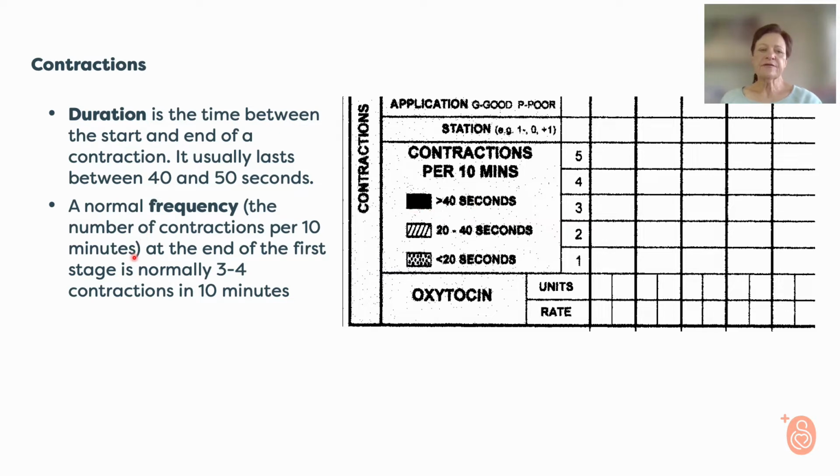And when we look now at the frequency of the contractions, we see here these numbers from 1 to 5, and that represents the frequency of the contraction. So if there's one contraction in 10 minutes, that's less than 20 seconds, for example, we will make dots in one block. If there's, for example, 3 contractions in 10 minutes, between 20 and 40 seconds long, we will color 3 blocks with diagonal stripes to indicate that there are 3 contractions in 10 minutes that's about 20 to 40 seconds long.